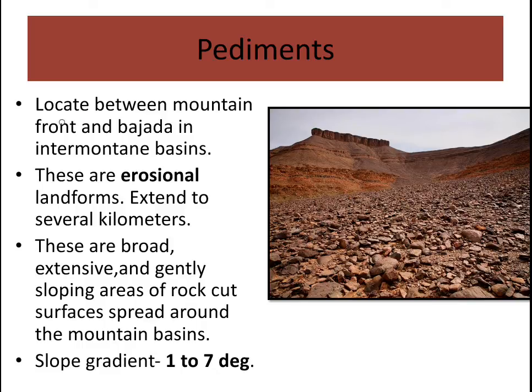Next, pediments. They are located between the mountain front and bajada in intermountain basins, and these are erosional landforms extending to several kilometers. These are broad, extensive and gently sloping areas of rocky surfaces spread around the mountain basins. Suppose this is a mountain and this is the mountain basin region. So here pediments are formed and the slope gradient varies between 1 to 7 degrees. So this is all about pediments. This is all about the fluvial desert landforms.